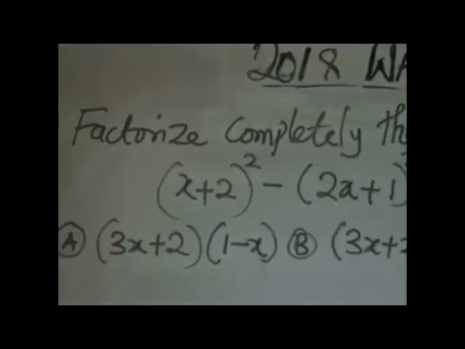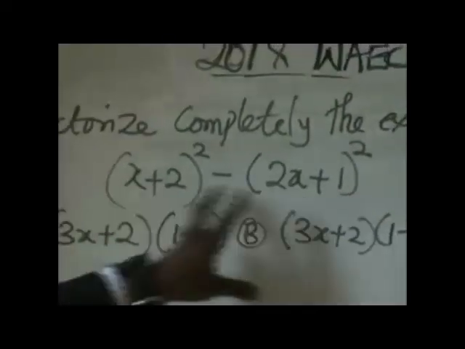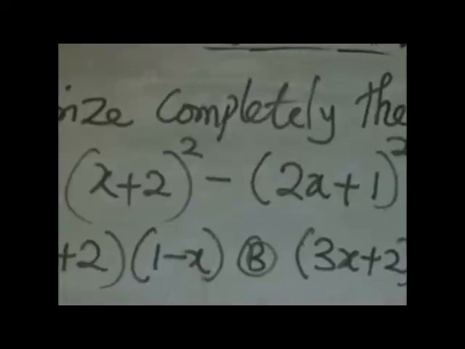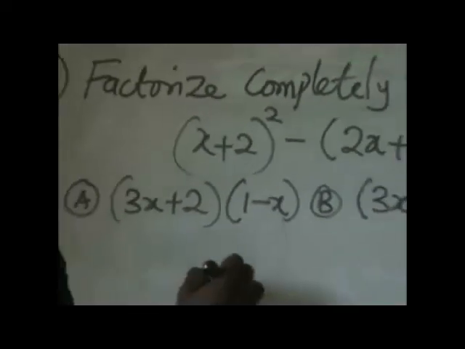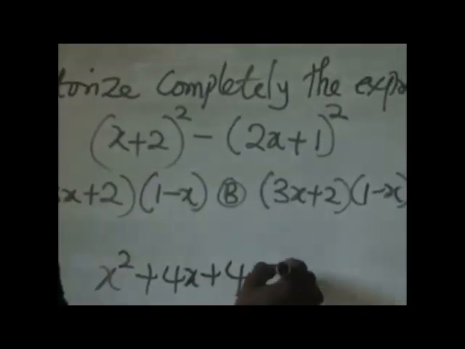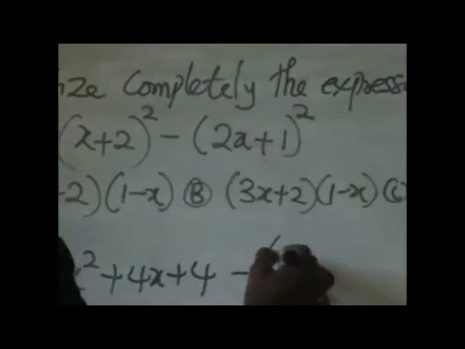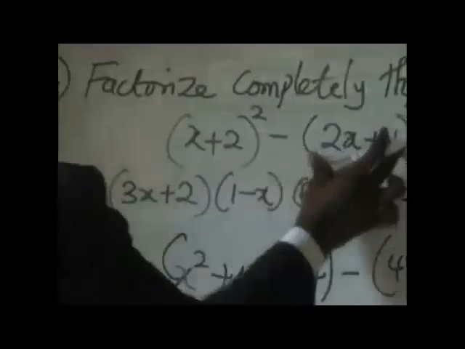The question is factorize completely the expression x plus 2 squared minus 2x plus 1 squared. So what you just have to do, you expand this, you apply negative, then you factorize. That's all. So if you expand x plus 2 squared, that is x plus 2, x plus 2, you are going to be having x squared plus 4x plus 4. If you expand this, you get this. Now minus, if you expand this, you get 4x squared plus 4x plus 1. Okay? This is the expansion of this, and this is the expansion of this.